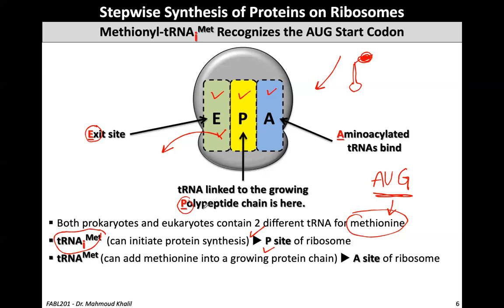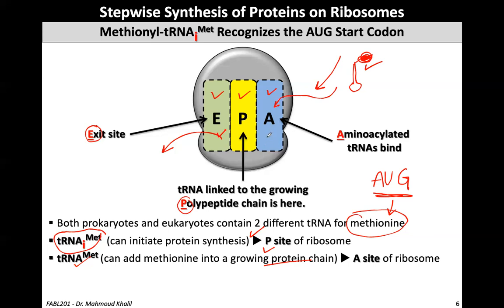Now, what happens if in the sequence of the messenger RNA, besides the AUG in the first codon, you have another AUG? The cell has another transfer RNA which is not concerned with initiation and can add methionine into the growing polypeptide chain. So if there is another successive transfer RNA carrying methionine, it will not sit in the P site. It will sit regularly, like other transfer RNAs carrying other amino acids, in the A site.